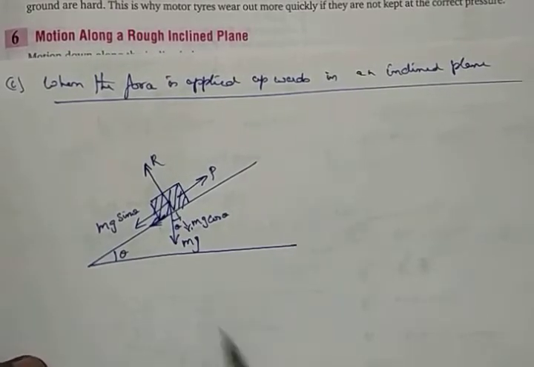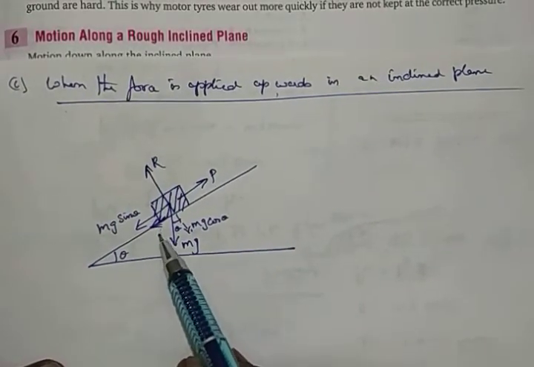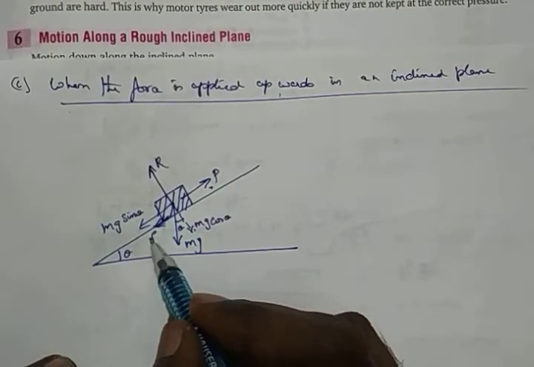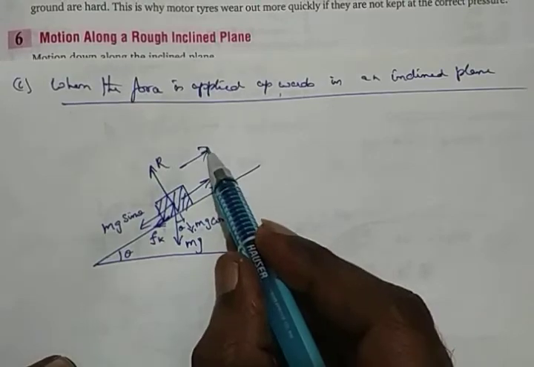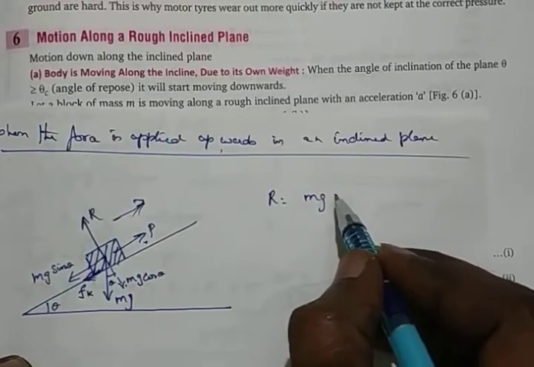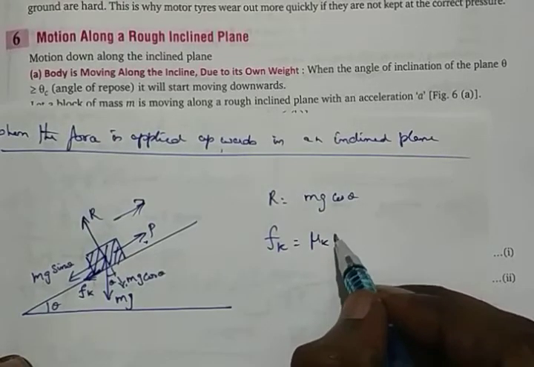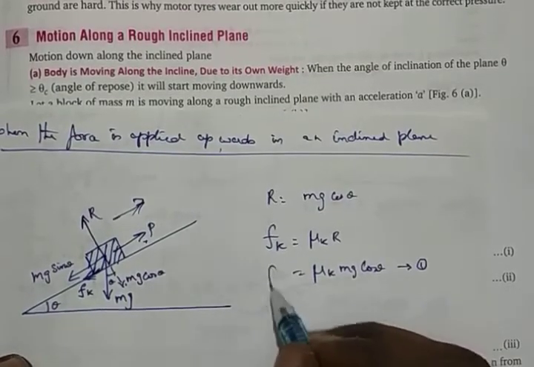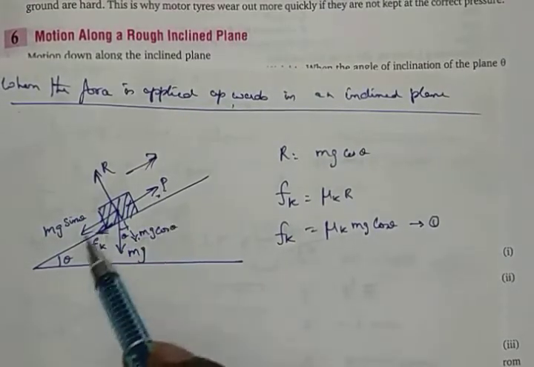So here I have drawn a diagram for you, with upwards as the topic. Now where is the frictional force acting here? The external force is acting here, and the frictional force is going to be here as Fk, in the opposite direction, since the entire body is going up. So we know already R is equal to mg cos theta, and the frictional force Fk is equal to mu k into R. It is mu k into mg cos theta. This is equation number 1. So this is Fk.